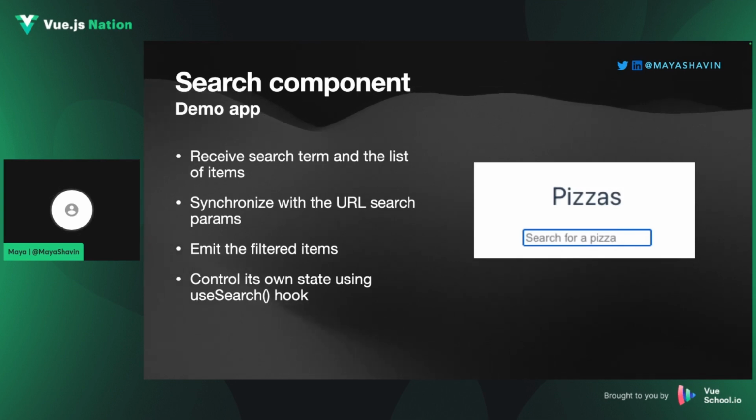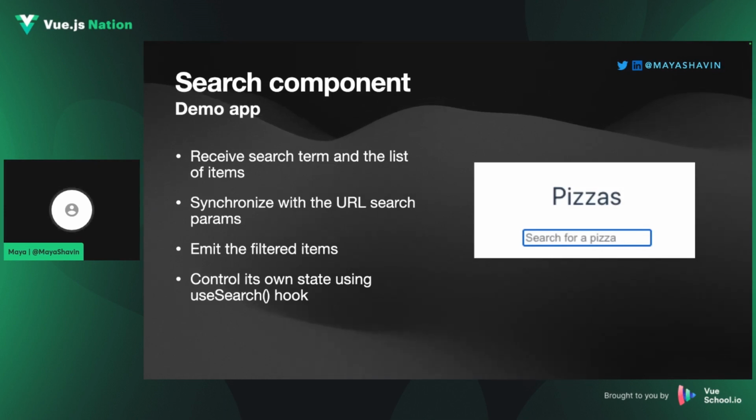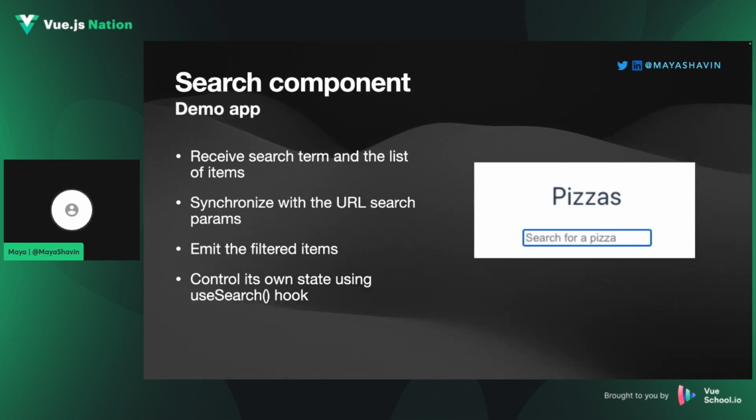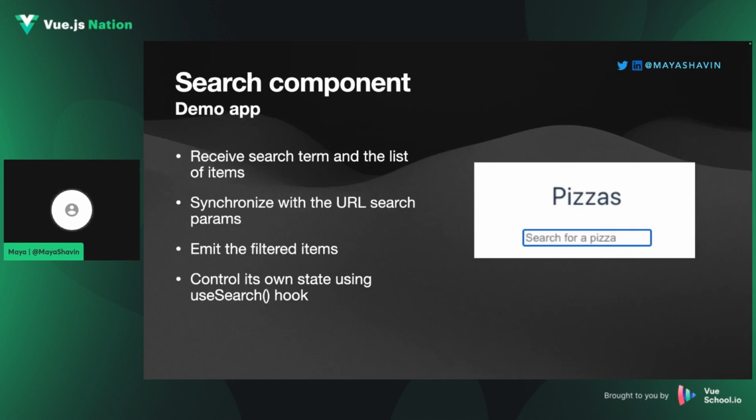So I receive a text as the search term and the list of items as the initial items that it will do the filter on. It's synchronized with the URL. That's the interesting one. It's synchronized with the URL search param, which means whatever you change in the input, the URL will get updated with the search param. It will emit the filtered items back up, so that, let's say, a parent can take that and update the screens. And it also controls its own state using useSearch, which I've already assumed has been tested independently.